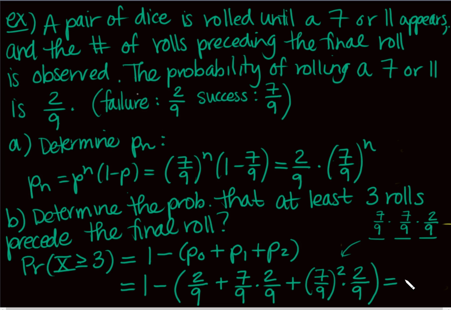I don't trust my notes, so I'm just putting this into my calculator really quick. Thank goodness for graphing calculators, huh? And we get 0.471. All right, so I have about a 47% chance that there will be at least 3 rolls before I get a 7 or 11. Kind of cool, huh? I kind of like these. I think they're kind of fun to do.